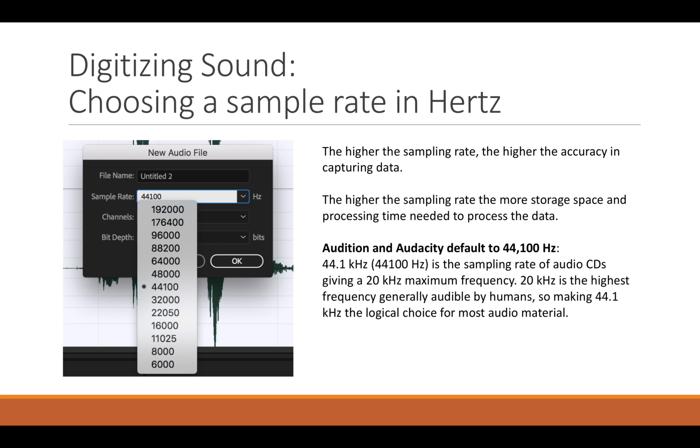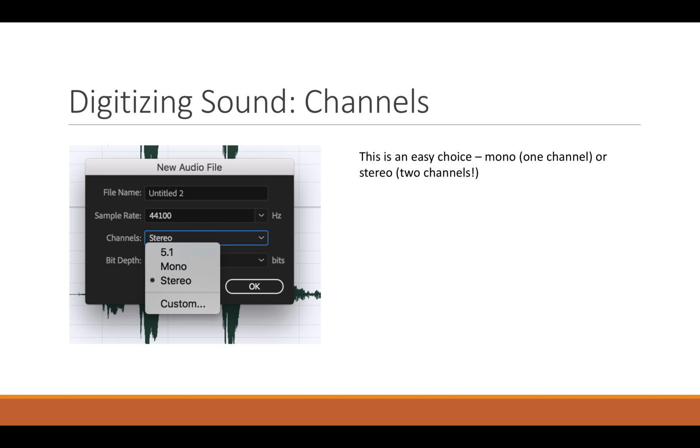So I'm going to make it very simple for you. We're always going to sample at 44.1 kilohertz, or 44,100 hertz. The reason is, A, that's the sampling rate for CDs. So it gives us a 20 kilohertz maximum frequency, which is the highest frequency that generally humans can hear. So that's just the logical choice. Okay, so we have hertz as a measure of frequency, and we also use it as a measure of sampling rate.